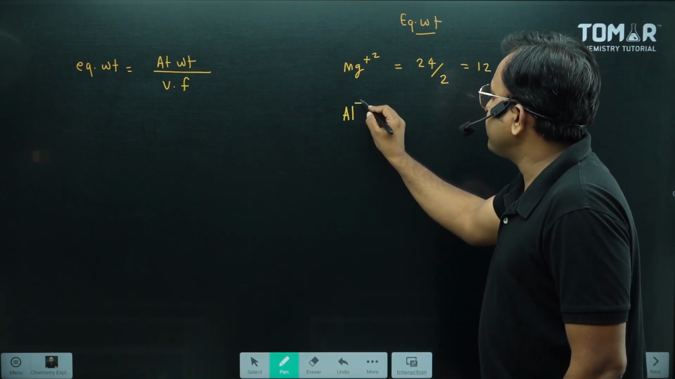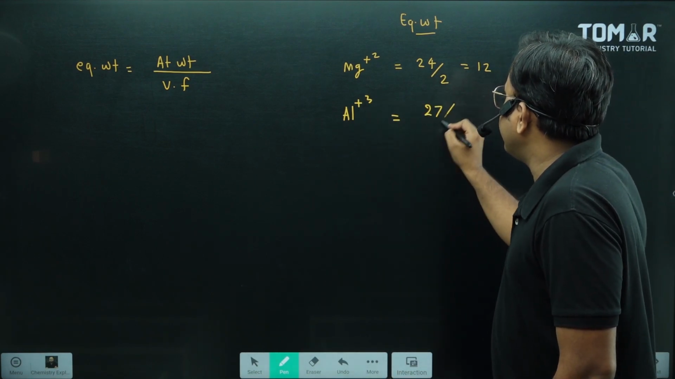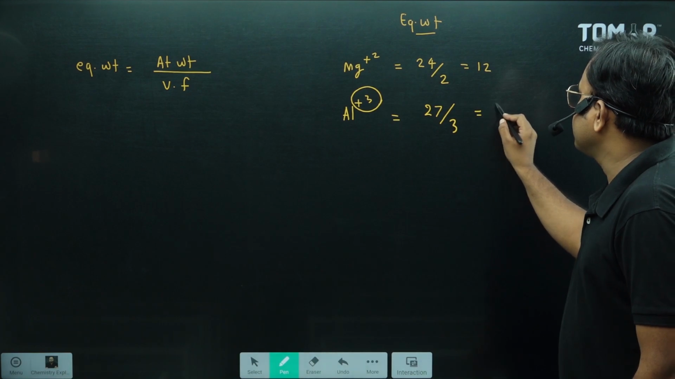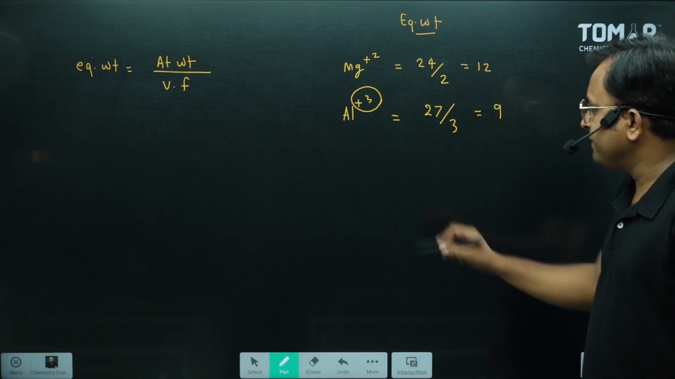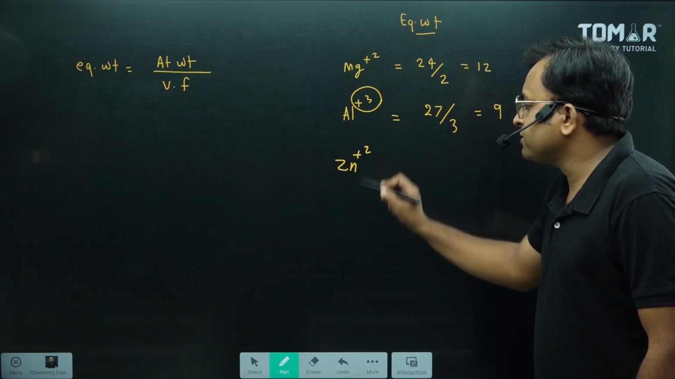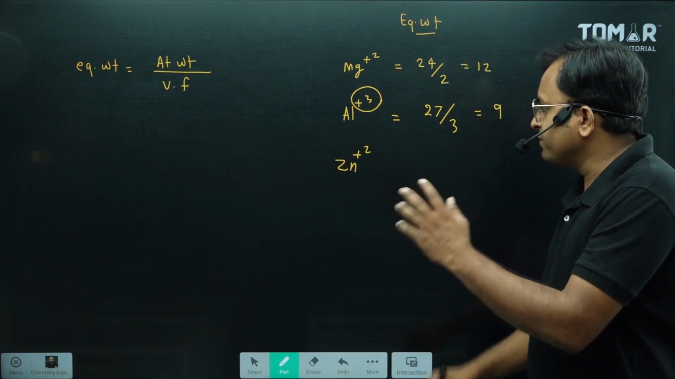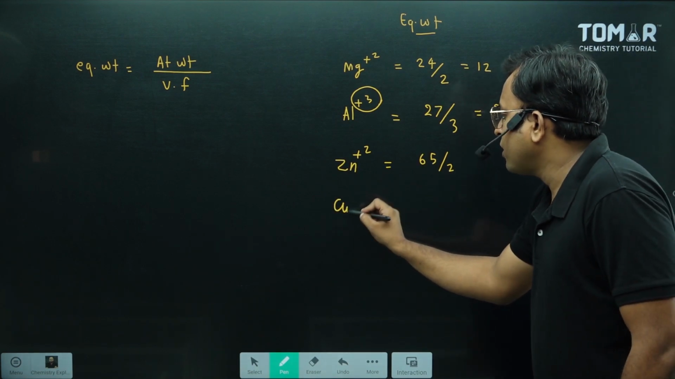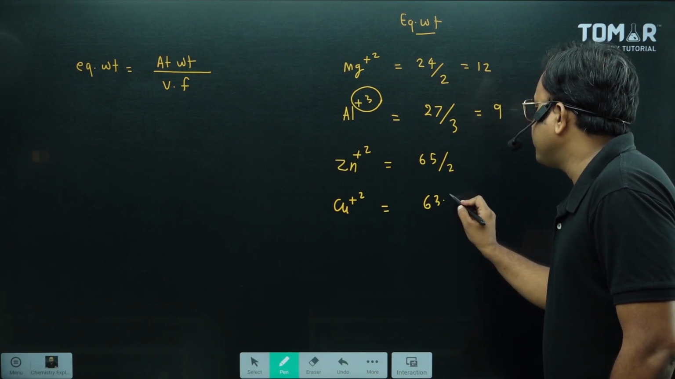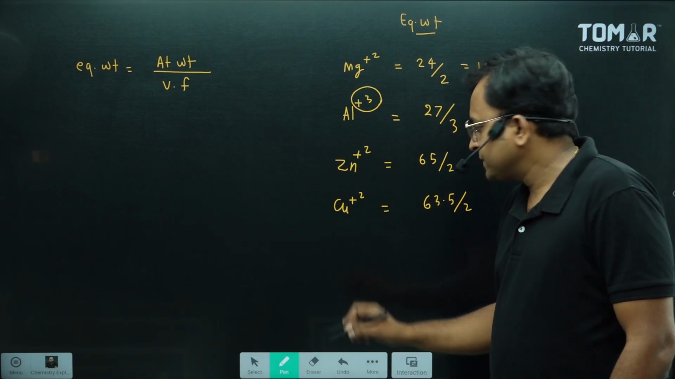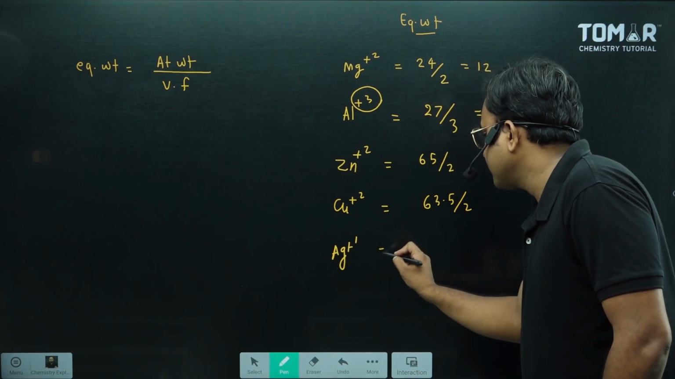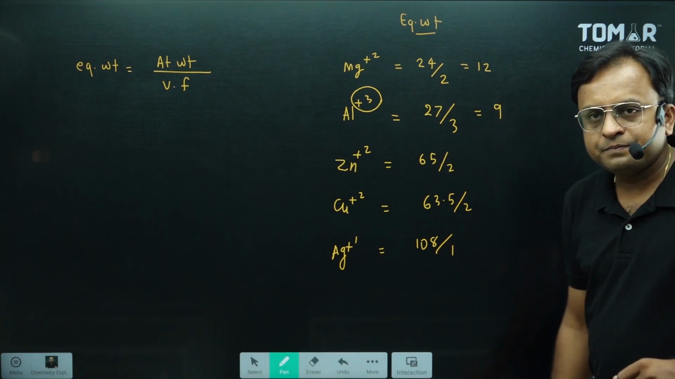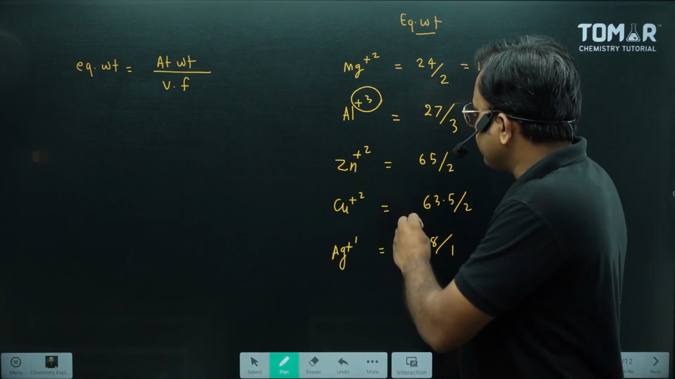Similarly, aluminium plus 3: 27 is the atomic weight of aluminium and 3 is the valency factor, so the equivalent weight of aluminium is 9. Zinc is plus 2, as in ZnSO4 and ZnCl2. Zinc has an atomic weight of 65 and the valency factor is 2. Copper is plus 2, 63.5 divided by 2. Silver is plus 1, 108 by 1. Atomic weight by valency factor is the equivalent weight.